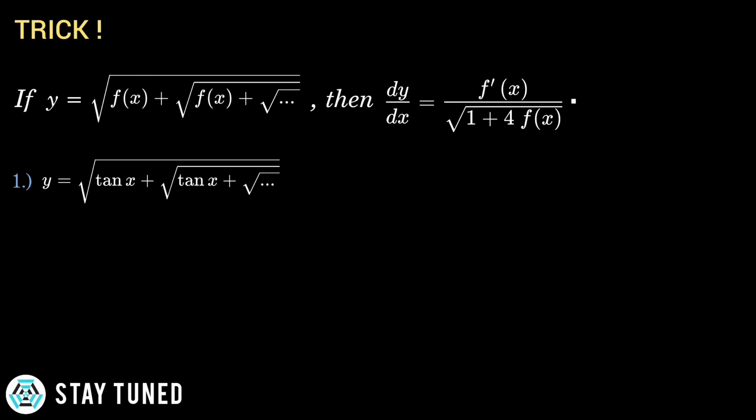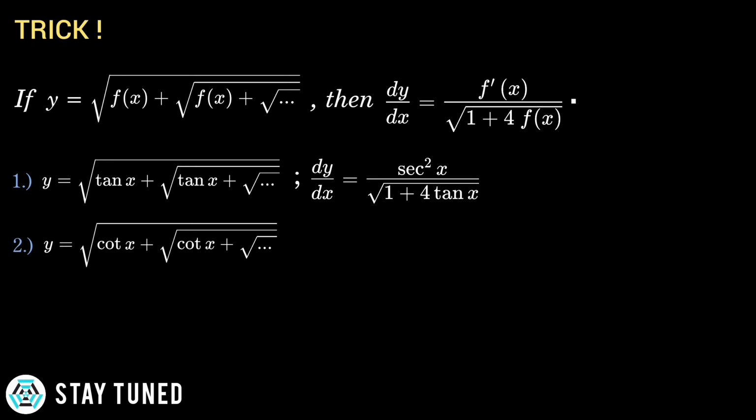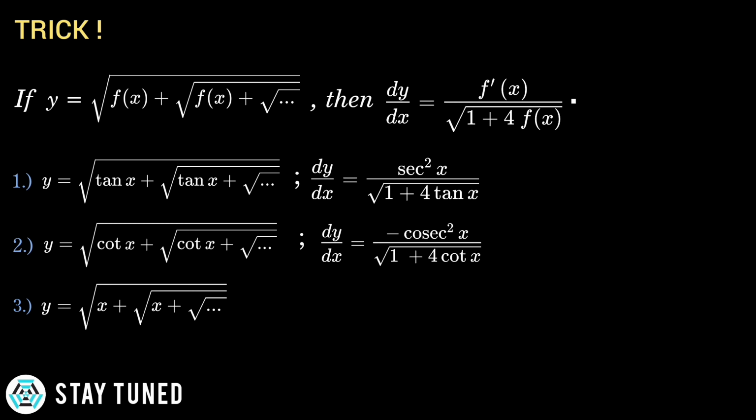So the first one: if y equals square root of tan x plus square root of tan x and so on, then dy by dx equals sec squared x upon under root of 1 plus 4 tan x. The second one: if y equals square root of cot x plus square root of cot x and so on, then dy by dx equals minus cosec squared x upon under root of 1 plus 4 cot x. The third one: if y equals square root of x plus square root of x and so on, then dy by dx equals 1 upon under root of 1 plus 4x.